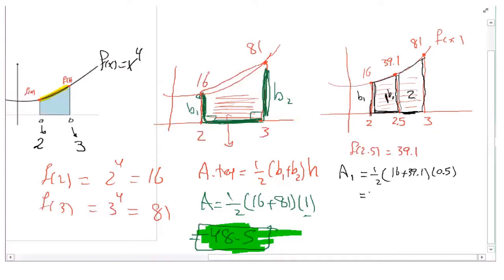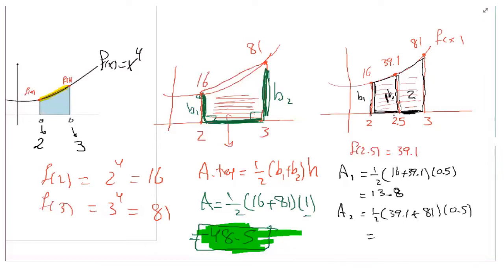which is approximately 13.8. Area 2 equals half, multiplied by the first base, 39.1, plus the second base, 81, multiplied by the difference or the height between them. This width is half. So 39.1 plus 81, divided by 2, times 0.5, is approximately 30.